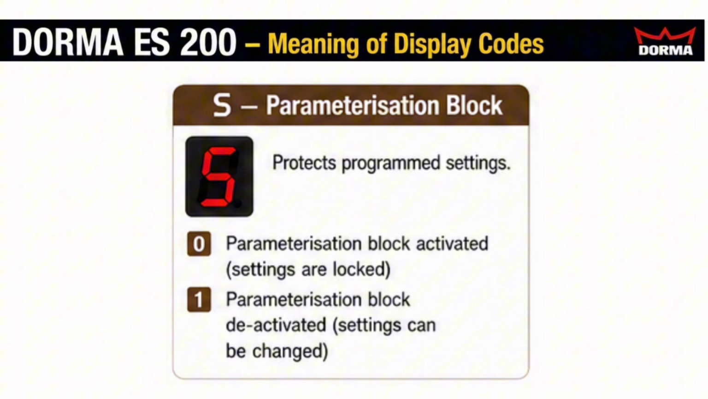Display code S. Parameterization block. Next is S, which protects programming settings. S0 is parameter lock activated. Users cannot change programming without unlocking. S1 is parameter lock deactivated. Programming changes are allowed. This is useful for preventing accidental changes after commissioning.